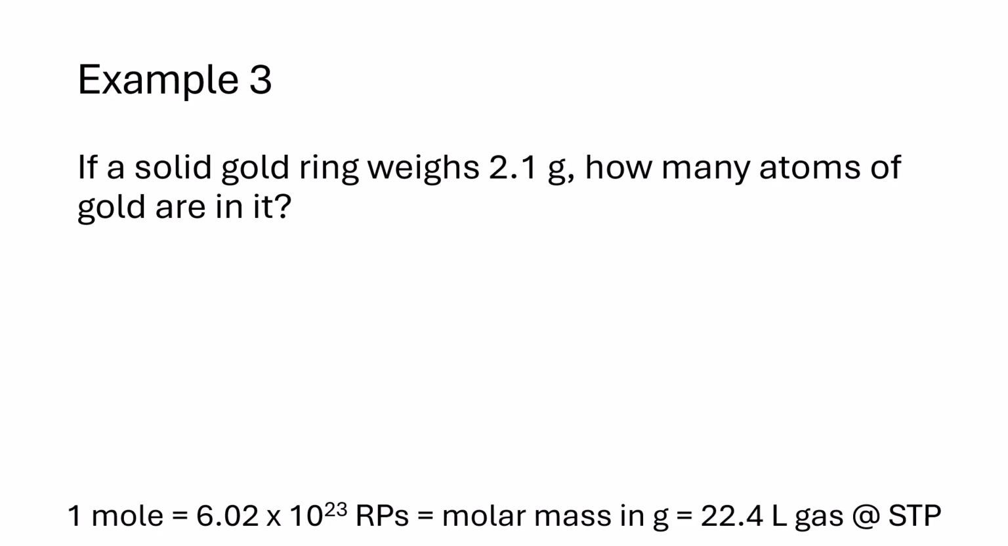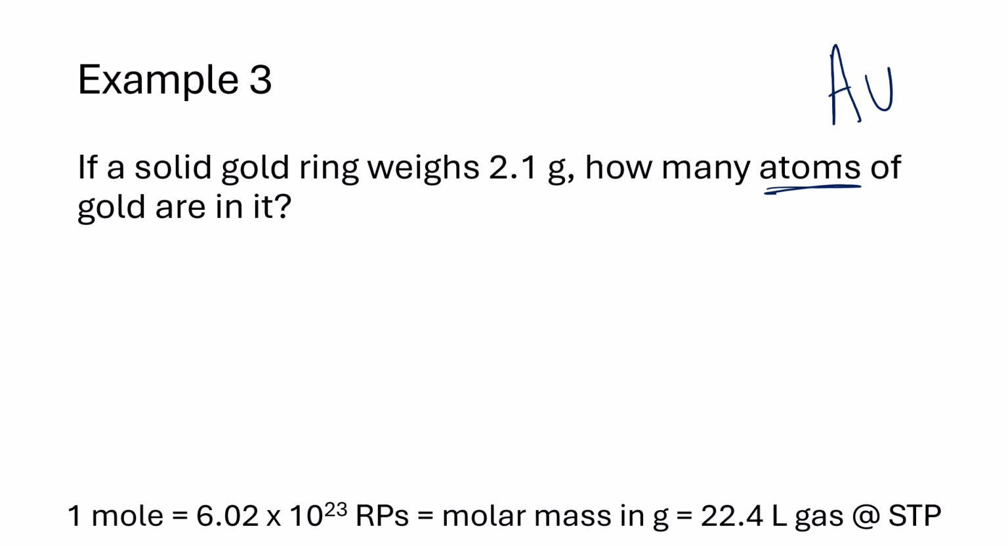Example 3. If a solid gold ring weighs 2.1 grams, how many atoms of gold are in it? So first, if I have a solid gold ring, what is the only element there in this gold ring? It's just going to be gold. This is not a compound. This is not an ionic compound, molecular compound. It's not an ion. It is a pure element. So if it's asking for atoms and it's a pure one element type thing, that is the representative particle. So I don't need to do an additional step just because it's asking for atoms, and that's because it's only having one element in there.